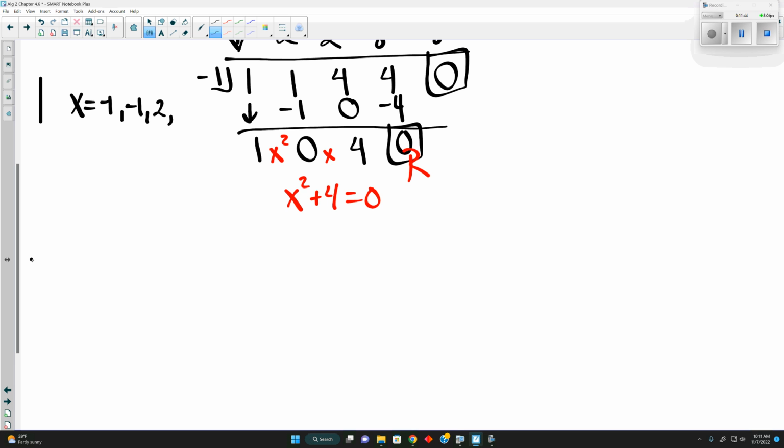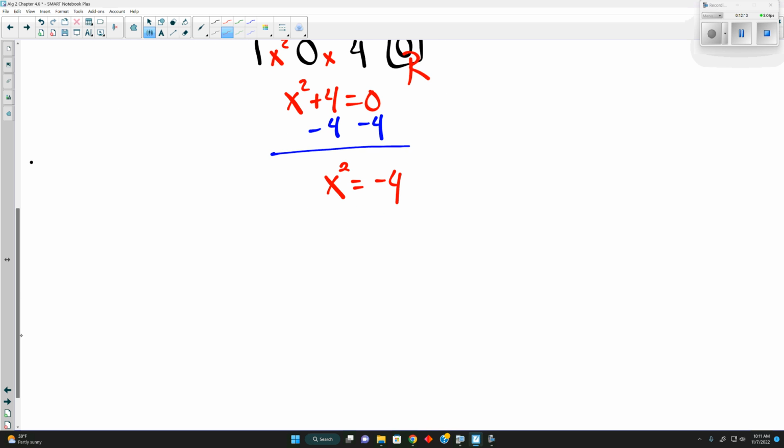Now at this point here, we can solve this by the quadratic formula, or we can use the square root method. Because is there a middle term? Is there a term with just x? Well, no. So whenever there's an equation without a middle term, we can use the square root method. So we'll get x squared by itself first. So this tells us x squared is equal to negative 4.